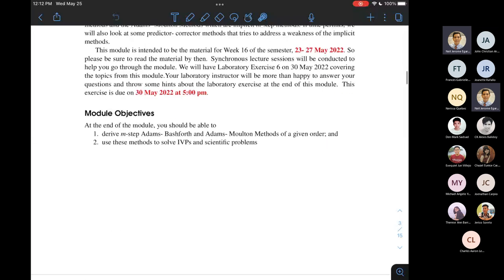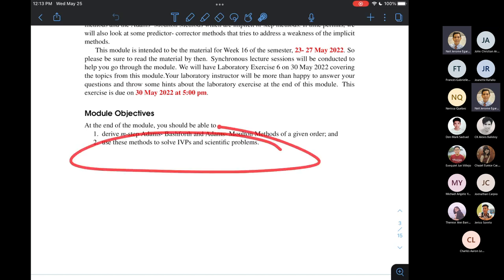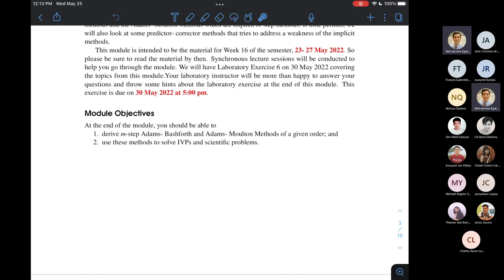So, going back to the module, again, our last lab exercise will be on Monday the 30th. And ito yung mga kailangan yung tingnan. Number one is you should be able to derive the M-step Adams-Bashforth and Adams-Moulton methods because in the module, I'll just show you how to derive, say, a two-step Adams-Bashforth method. Tapos papakita ko yung three-step at saka four-step ano, na formulas kasi ang bilis maging komplikado ng derivation. So I want you to see the pattern on how I derived the two-step Adams-Bashforth and probably also the two-step Adams-Moulton. Tapos yung three or four steps, you can do it as an exercise na lang. And then, of course, we want to use these methods to solve IVPs and scientific problems, okay?